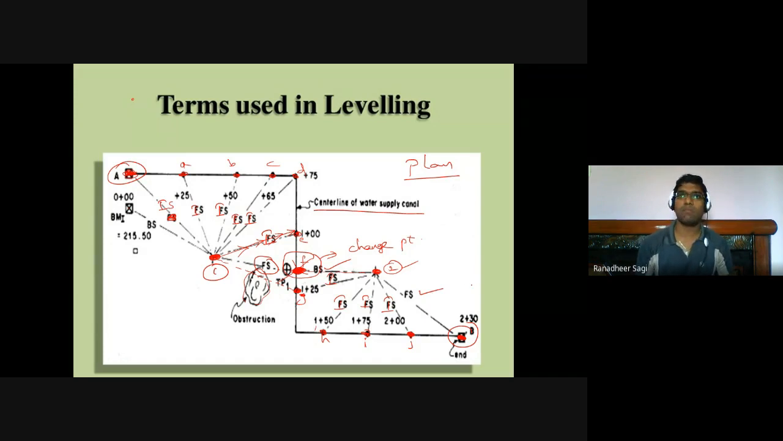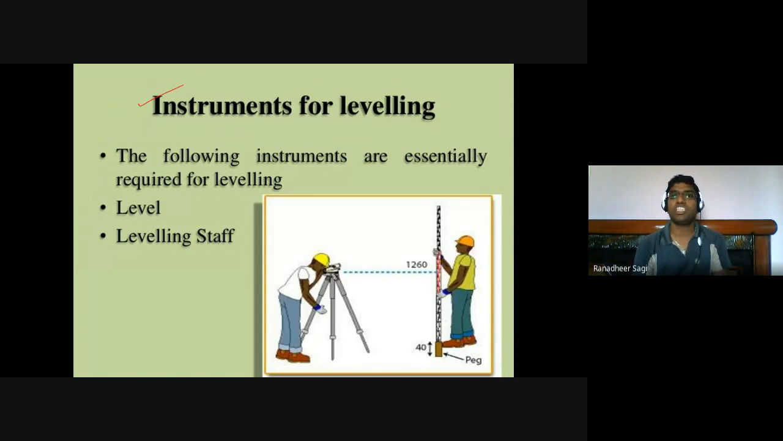So I hope I made some sense in explaining what is meant by a backsight, a foresight, an intermediate sight, a benchmark point, a change point, and the position of the instrument, and so on. Moving ahead, let us understand what are the different instruments that we are going to be using for carrying out leveling. In a broader way, we'll be talking about two different types of instruments. One is called the level. Level is nothing but an instrument. The other one is the leveling staff.